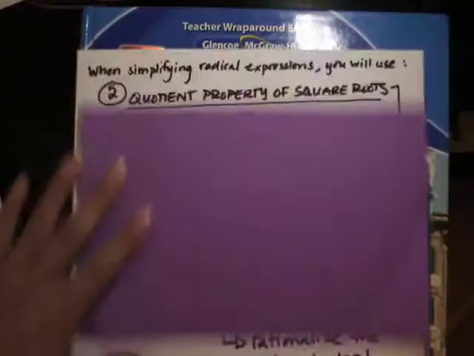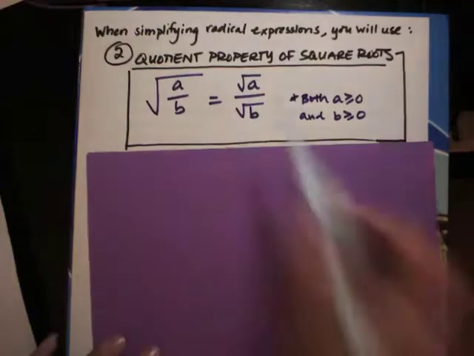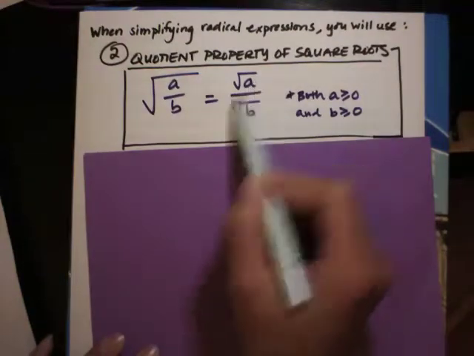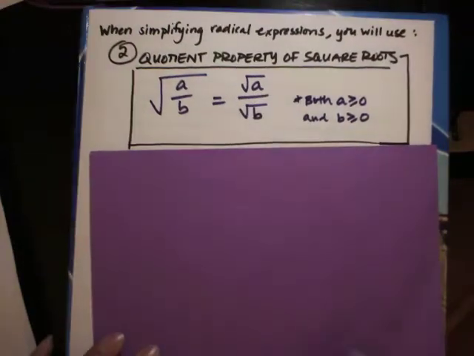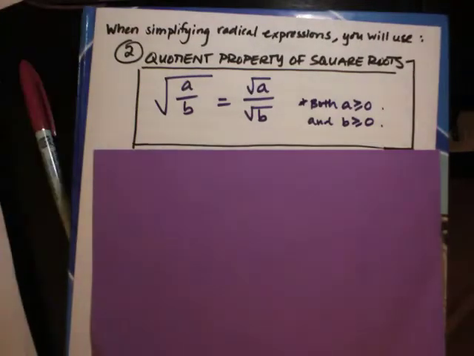Okay, next step, when we are simplifying radical expressions, you'll also be using a property called the quotient property of square roots. This dictates that if you have a fraction as your radicand, you can split it up as the square root of the numerator divided by the square root of the denominator. And again, both a and b are greater than or equal to 0. You can never have a negative value underneath the radical sign for now.